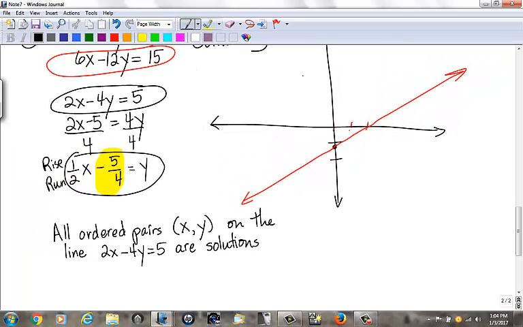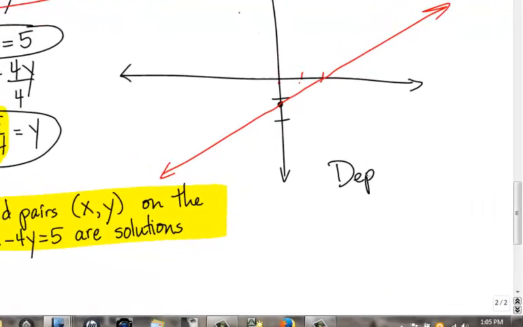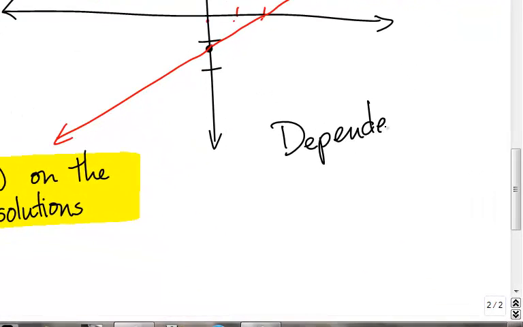So if it's a coinciding line problem, you have to write out a sentence. And one line lies right on top of the other one. So you will write they are dependent. One depends on the other one. There's still a solution. There's an infinite number of solutions, so it's consistent.